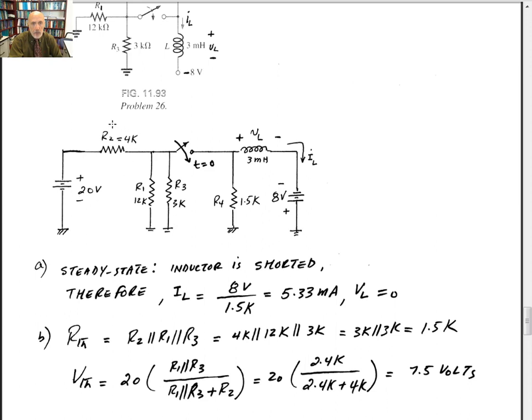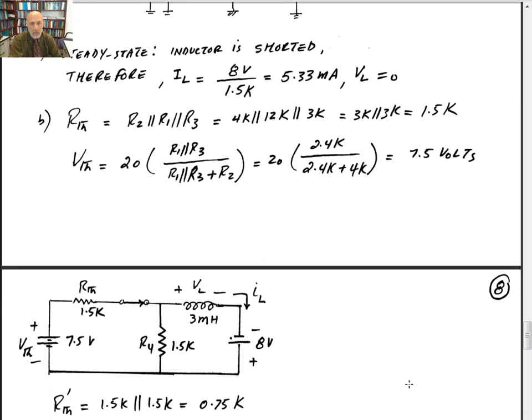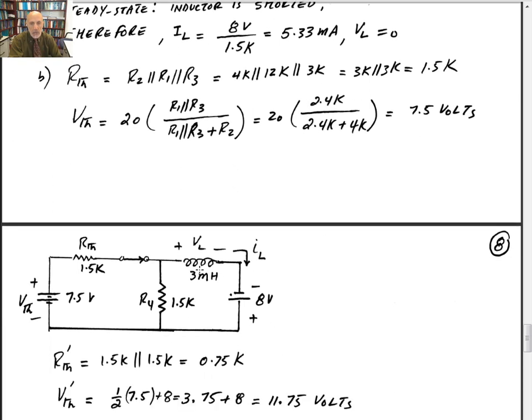And so 20 volts is going to split up between 4K and R1 and R3 in parallel. R1 in parallel with R3 is 2.4K. So the V Thevenin at this point would be 20 volts times 2.4K divided by 2.4K plus 4K. If you calculate, that gives you 7.5 volts. So here's the circuit. You got some initial current, and the switch is closed. R Thevenin is equal to 1.5K, and V Thevenin is equal to 7.5 volts.